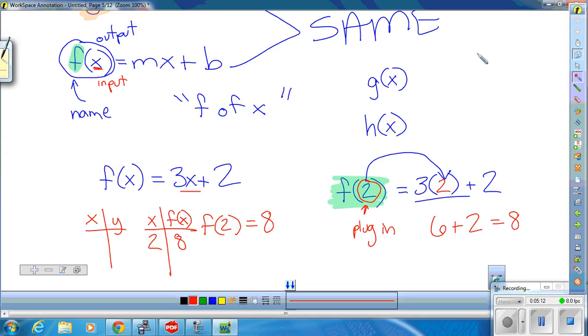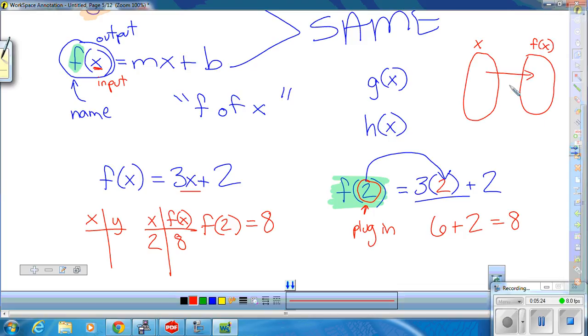Again, if we have a mapping, if we're using function notation, we have our domain and we have our range. And so our mapping could have, instead of x and y, x and f of x, and you could still have a mapping. So in this case, it would be 2 goes to 8. So this is just a different notation for y, is what that really boils down to.